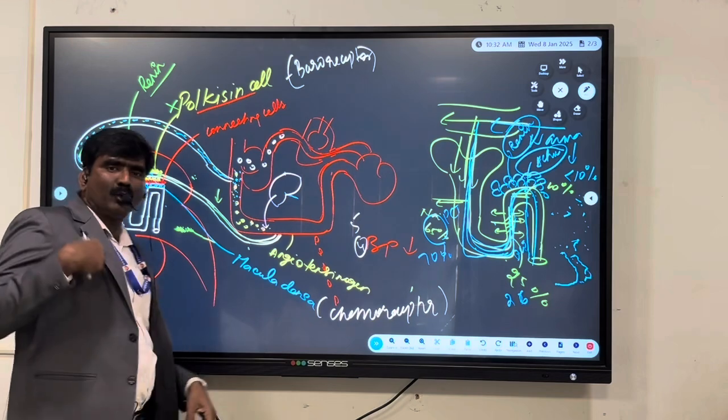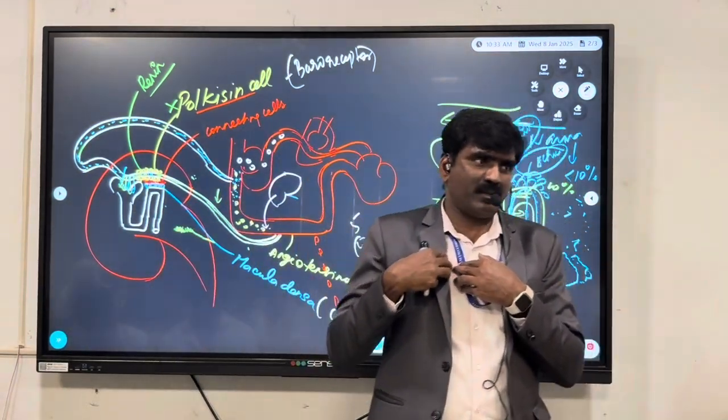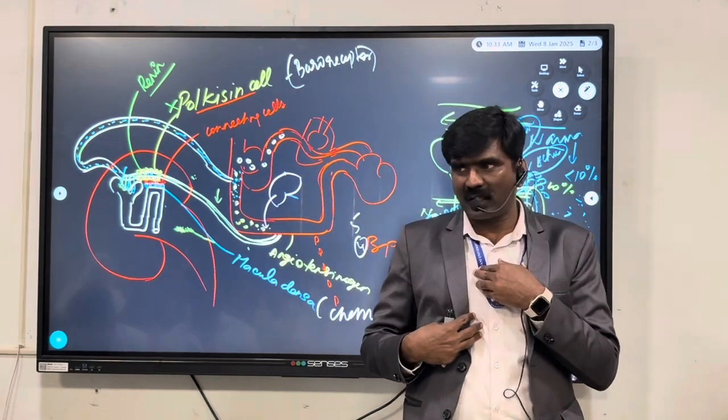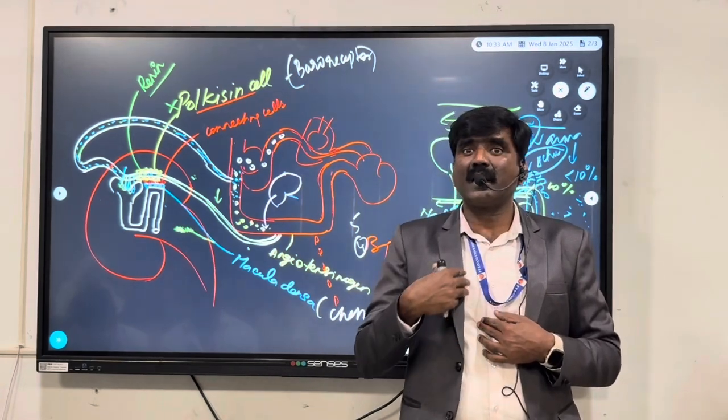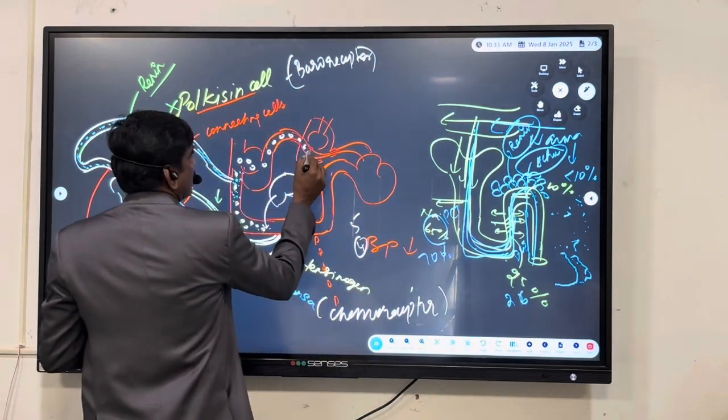Now it went to the right heart. Right? Right heart, right atrium. From the right atrium it went to the right ventricle. From the right ventricle, where did it go? To the lung. Now it is going to the lung. Right?